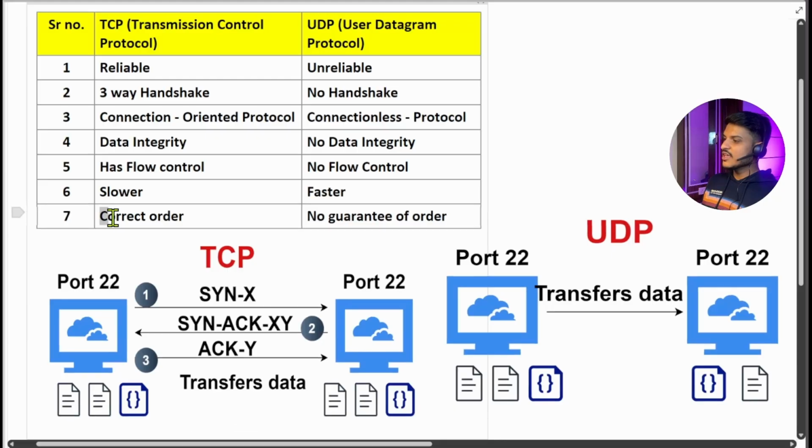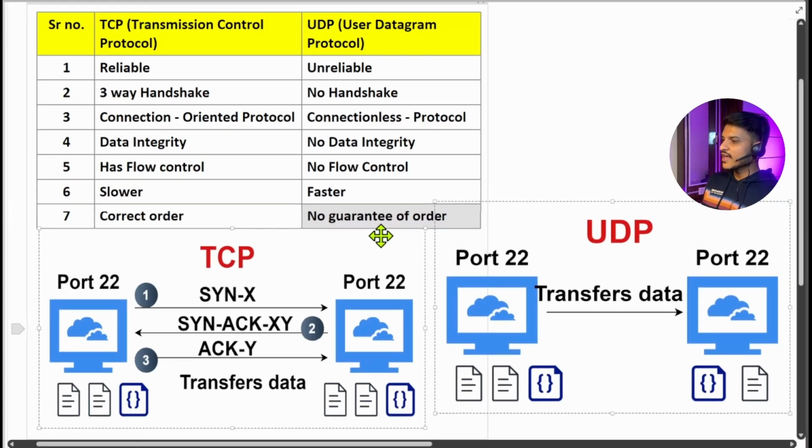Seventh, in TCP the order of the data will always be in the correct manner, whereas in UDP there is no guarantee that your data will be received in the correct order. So what exactly do I mean by that?